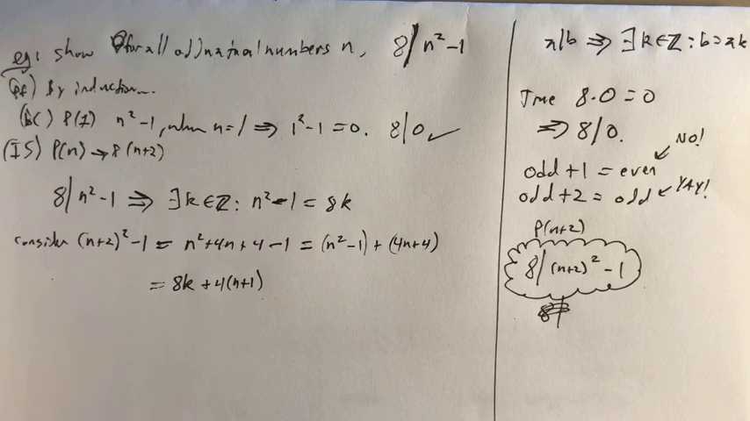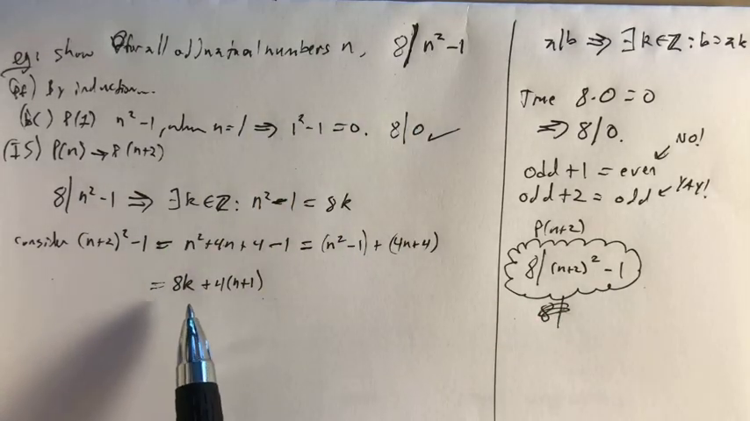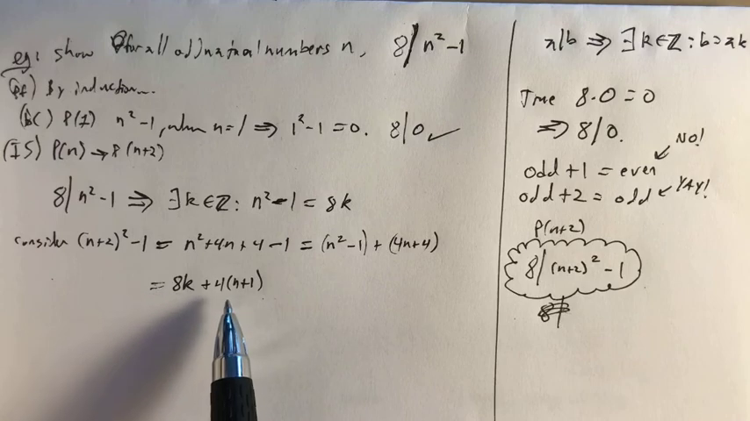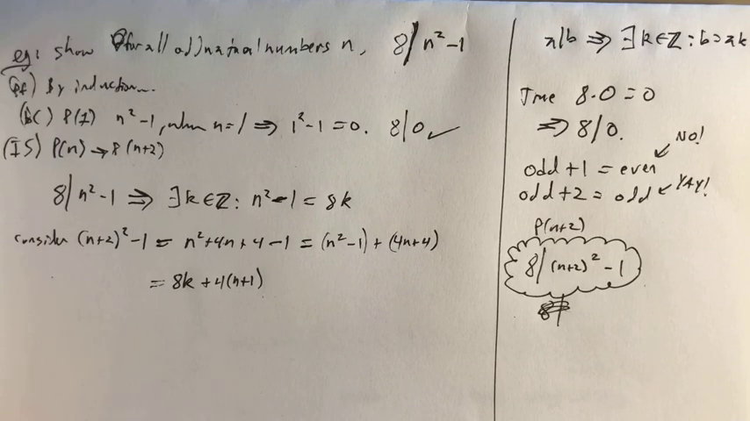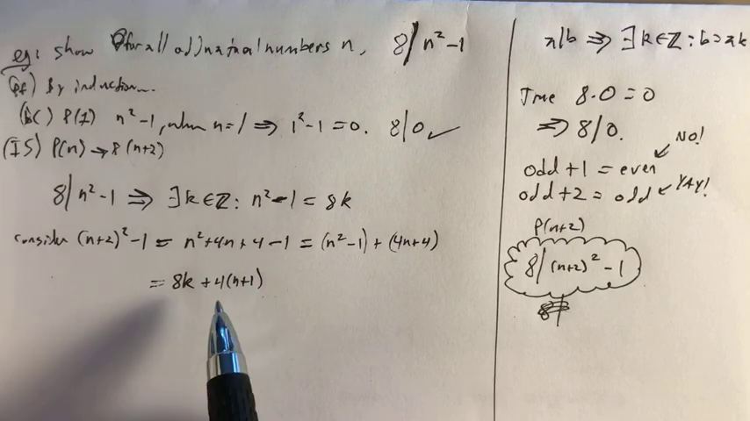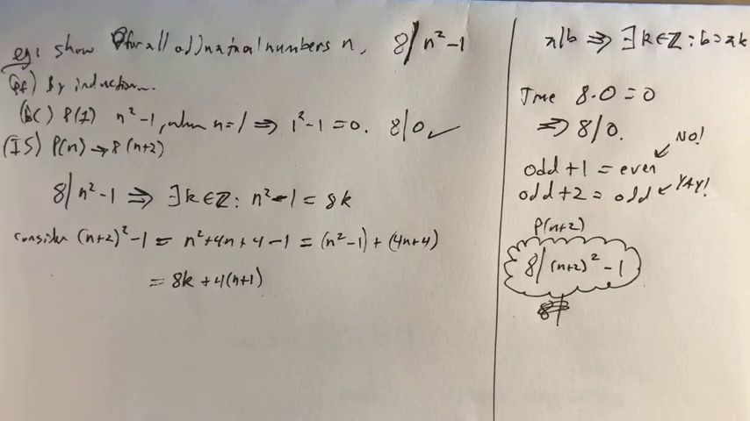Okay, so again, I want to show that 8 divides something. So 8's definitely going to divide this part. Why should 8 divide this part? Well, what's 8? 8 is 2 times 2 times 2. So I need 3 factors of 2. Luckily, I've got 2 factors of 2 right here. I've got 4, which is 2 times 2. So I would win if I knew that n plus 1 had a factor of 2 in it.